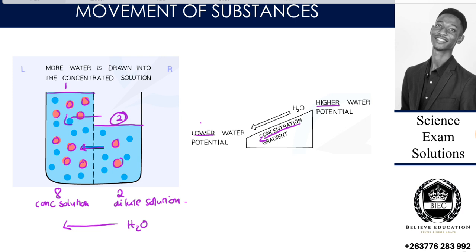So always keep it in mind that whenever you see water potential, just don't think of it as a greater volume. Think of it as a greater concentration. In other words, you have to think of it as a dilute solution. A dilute solution has higher water potential than a concentrated solution. It has lower water potential. So water would move from a region of high water potential, which is the dilute solution, to a region of low water potential, which is the concentrated solution.